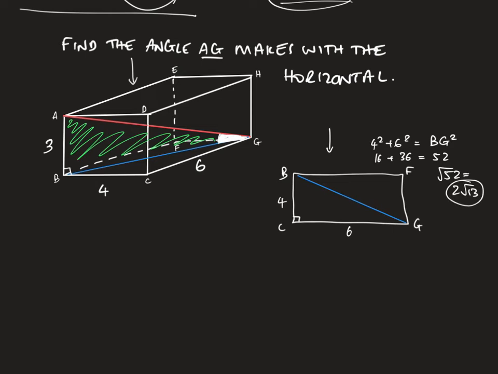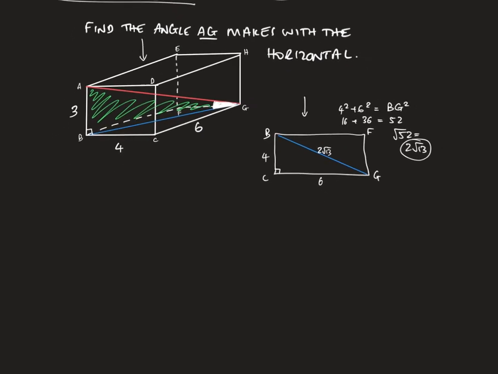Now, of course, you can press the SD button to get the value. But actually, since we're going to be using this value, we might as well just leave it as the 2 root 13. So we know this length here is 2 root 13. Again, you can press the SD button if you want to, but I'm just going to leave it as this, especially as we're going to use this value. It's easier to type than typing in all the decimals.